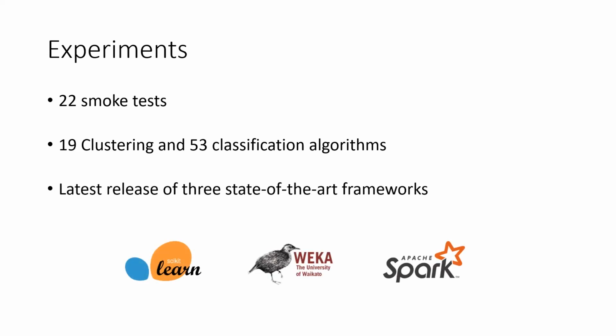These algorithms are from the latest releases at that time, so this was now 1.5 years ago, of 3 state-of-the-art frameworks, so scikit-learn, Weka, and Apache Spark. We decided to use these frameworks because they all provide fairly mature machine learning libraries. And our assumption was, if we can find bugs in mature libraries, we probably also can find or prevent bugs during the development. So then these are really good smoke tests.